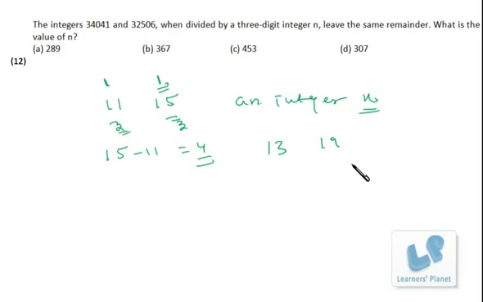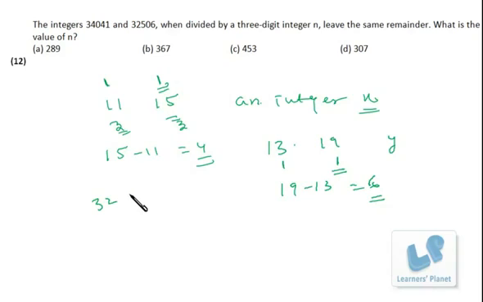Now 13 and 19 when divided by an integer y leave the same remainder. Further, if you divide 13 and 19 by their difference, you will get the same remainder. This is a very simple division concept. No very big algebra I'm using over here. In this case, 13 divided by 6 leaves the remainder 1, and 19 divided by 6 leaves the remainder 1. And how did we get 6? It is the difference of 13 and 19. The same concept will apply over here.